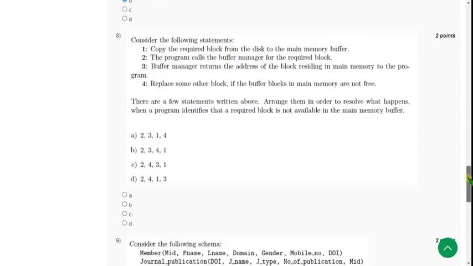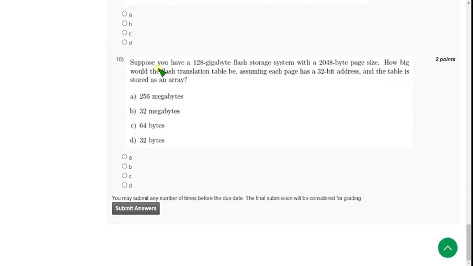And moving on to the 10th question directly. In the 10th question, I have used the formula directly. 128 GB by 2048. It is in terms of bytes. 2048 bytes. And here 1 bit is equal to 1 by 8th of a byte, so 32 by 8 bytes.